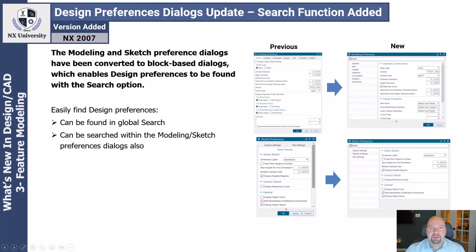Our next topic here, design preference dialog updates. We have search functions that have been added here. This is introduced in NX 2007. The modeling and sketch preference dialogs have now been converted to block-based dialogs, which enables design preferences to be found with the search option. Easily, we can find design preferences, and we can find those inside the global search, or we can actually use the search function within the modeling sketch preferences dialog also.